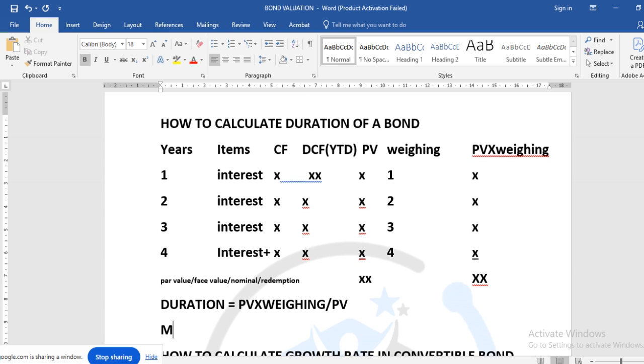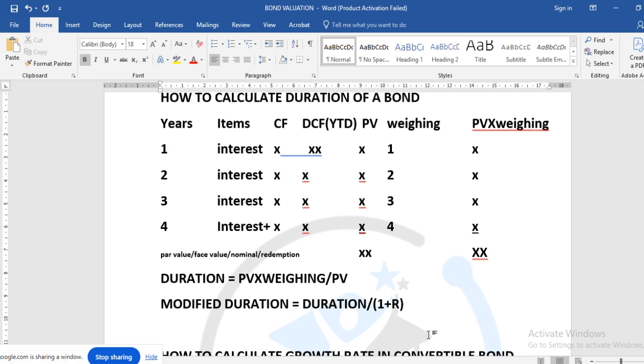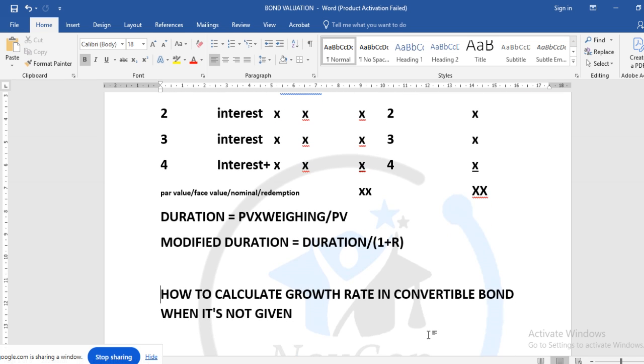So there is another one called modified duration. This one is not common in ICAN exam, but let me prepare you for the worst case scenario. Modified duration, just like modified internal rate of return. Modified duration is duration, when you get the duration, divided by 1 plus R. Your R here is your yield to maturity discount. The yield to maturity that you use here is your R. Then you get your modified duration.